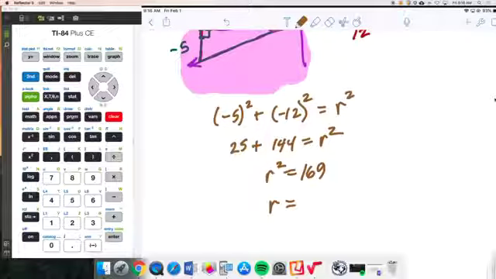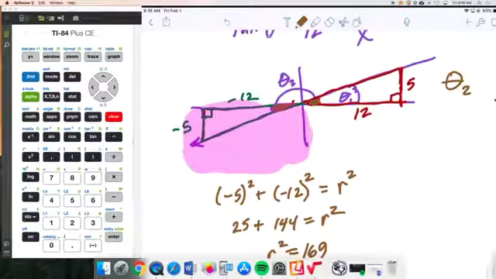So do we take plus or minus here? Not here, right? Because in this case we're finding r, and r is always positive. If we were finding an x or a y, we would consider plus or minus. So there's 13, and this is also 13 for what it's worth. Those are the two triangles.